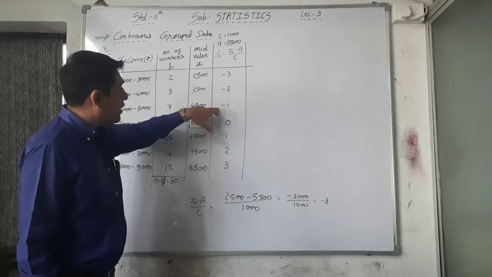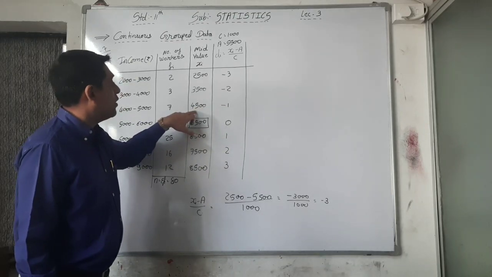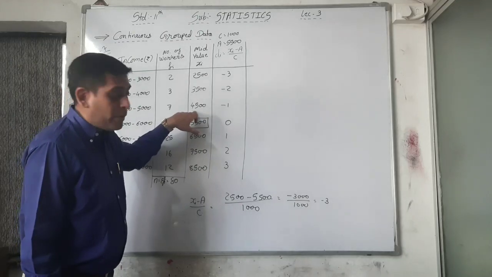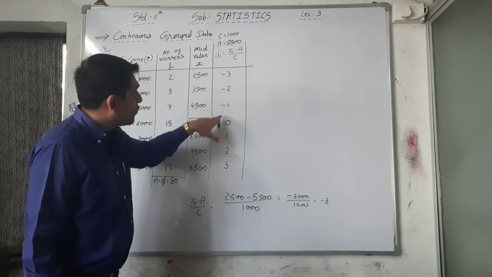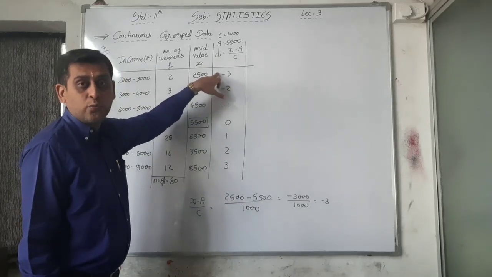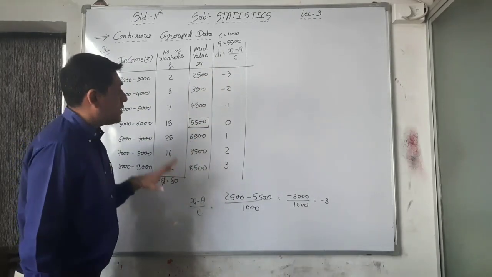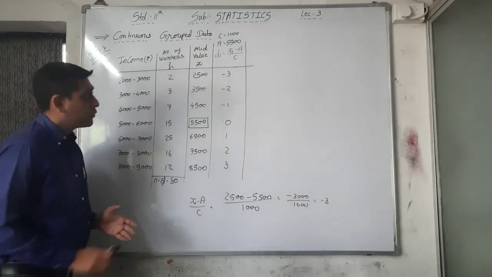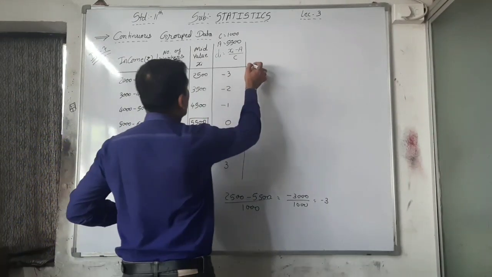See, if you are assuming 4,500 as the assumed mean, then you have to write here 0, then 1, 2, 3, 4, and here -1, -2. Okay, so it is easy to calculate and it is also a shortcut. Now see the next one.